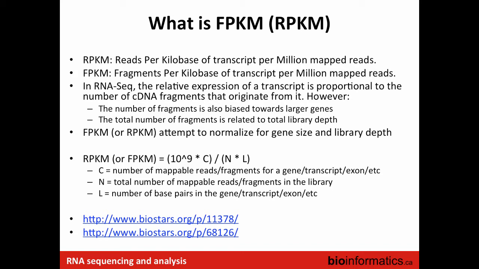So, as I said, in RNA-seq, the relative expression of a transcript is proportional to the number of cDNA fragments that originate from it, but you want to normalize for the size of genes and the total depth of your library. And FPKM and RPKM attempt to do that. They have a very simple formula, which is just take the total number of mappable reads for a particular feature, whether it's a gene or transcript, or indeed other features like exons. We times it by 1,000 and a million to get this per k per m, and divide by the total number of mappable reads in the whole library and the length of the gene transcript feature, whatever you're looking at. And that's what gives you the kind of classic FPKM.